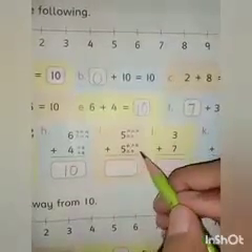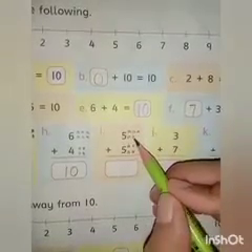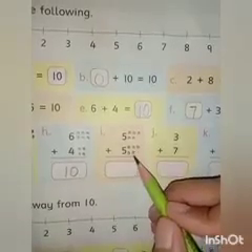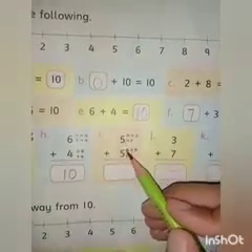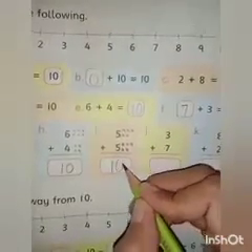Now count all the dots together. 1, 2, 3, 4, 5, 6, 7, 8, 9 and 10. So when we add 5 and 5, we got the answer 10. Write 10 in the box.